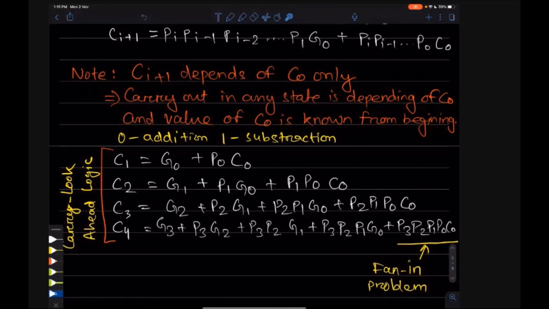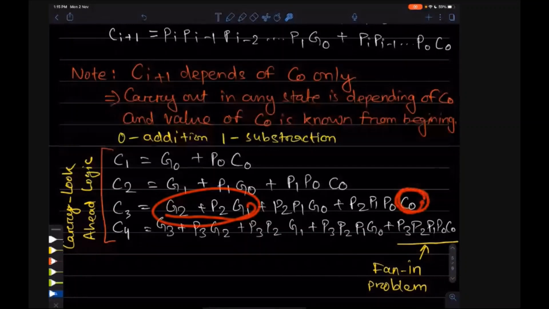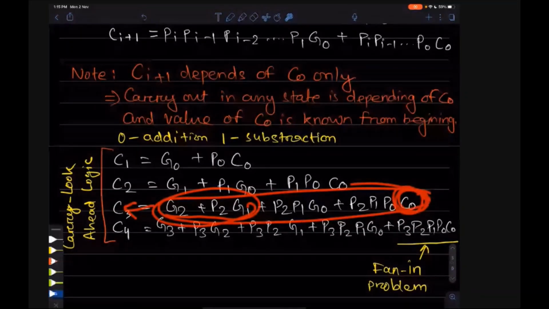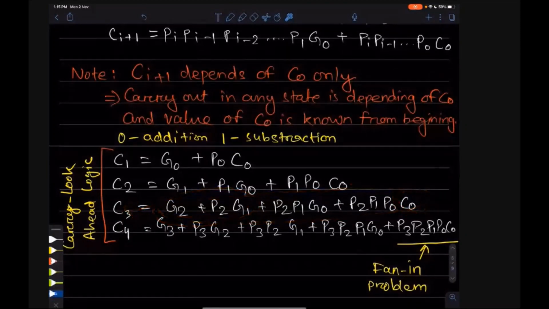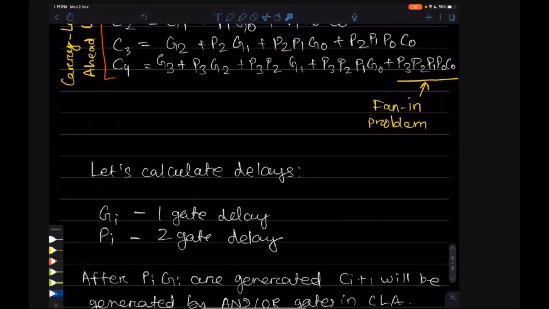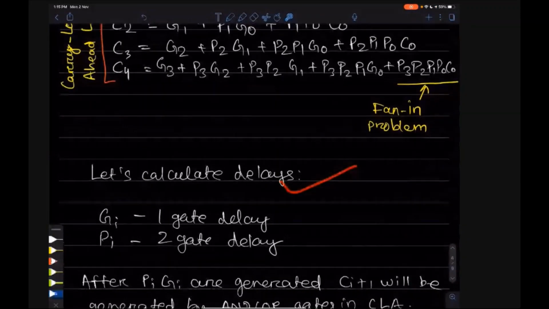Okay, the C needs two values, P and G values and C0 value. So after calculation of P and G, it will take C0 value and calculate the carry value. Okay, so now let's calculate the delay. There is a fan in problem.